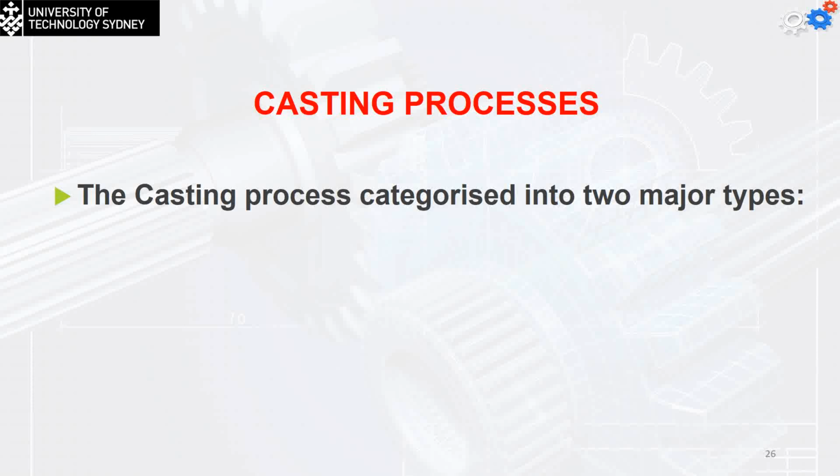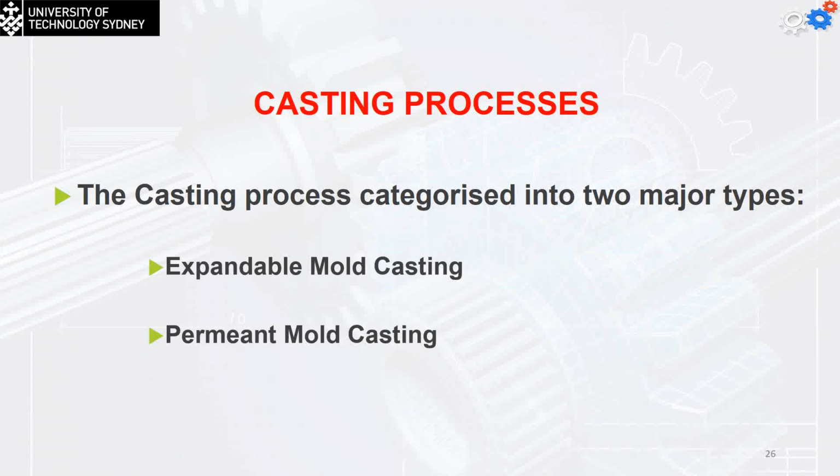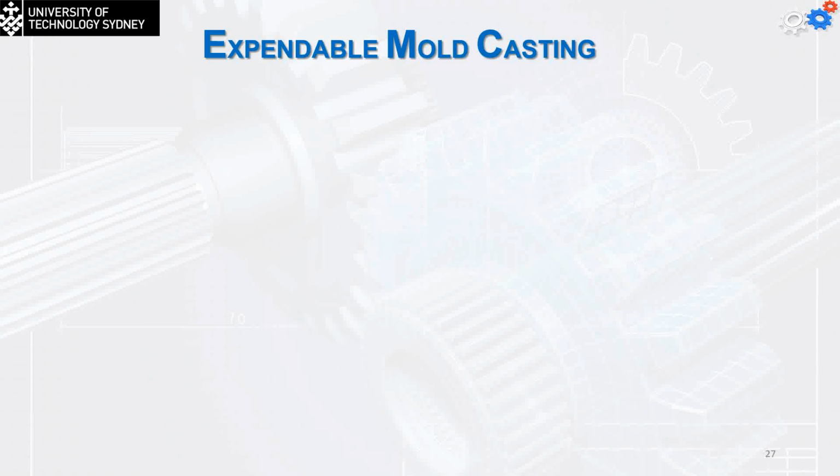So we start first with the expandable mold casting, and the most common example for that is the sand casting, where the mold is going to be made of sand, and we have to break it to take the parts off. So this is the definition. In the expandable mold casting, the mold needs to be destroyed to remove the casting, and a new mold is required for each new casting process.